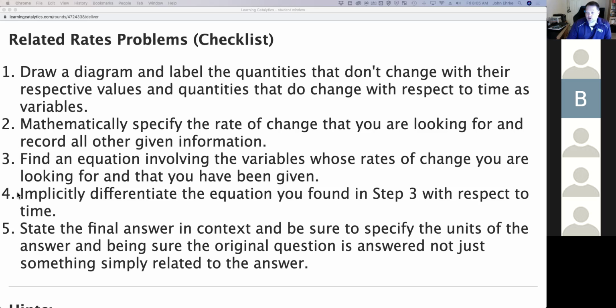Step 4, we're going to implicitly differentiate. So implicit differentiation skills are going to be at a premium here. You're going to have to be able to do that to do these problems correctly. And then 5, we're going to solve for whatever the wanted rate is, and then analyze that answer in context.